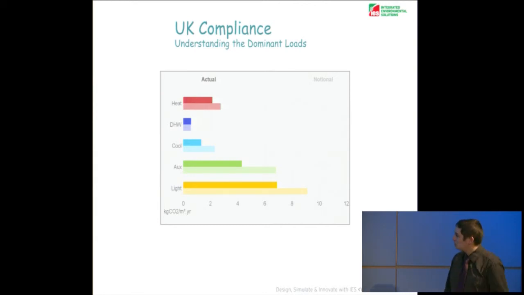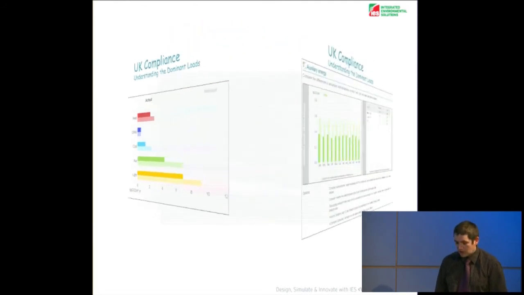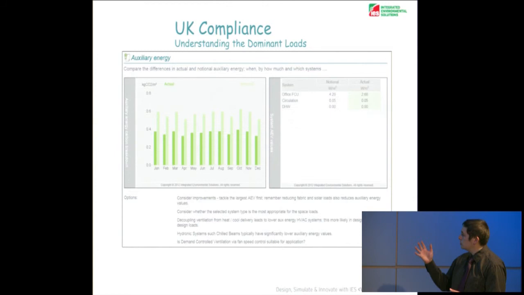So I'm doing quite a bit better than in the actual building and in the notional building. But we can start using this to highlight where the greatest savings can be. After that, the report will automatically structure some recommendations, just to say, well, here are some areas where you can make some savings. So it's comparing again the actual and notional.